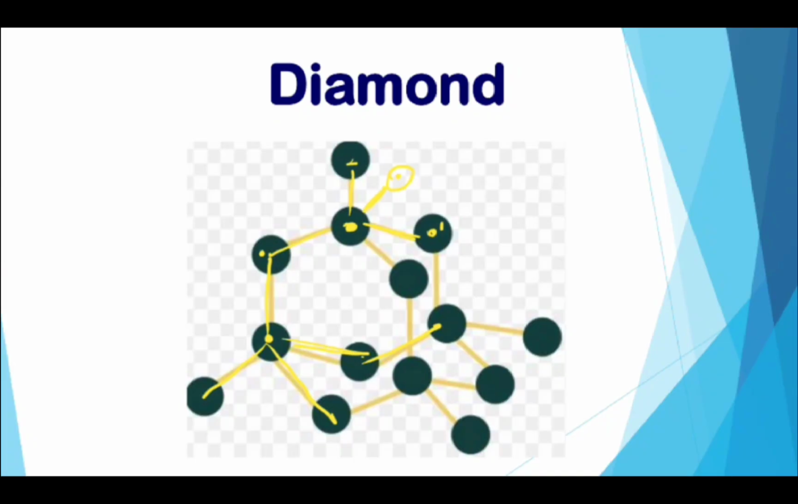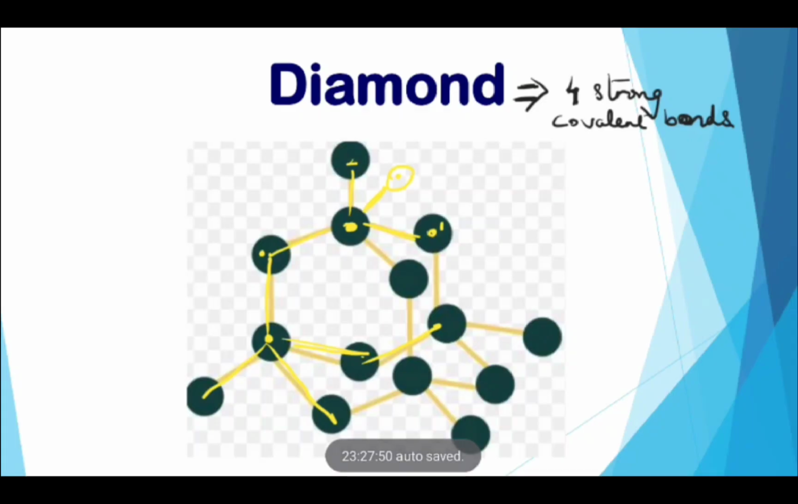Why is diamond so strong? Why is it the hardest or the strongest material in nature? Because it has 4 strong covalent bonds. This is the only reason why it is the strongest material in nature or the hardest material on earth. It is not just used for jewelry, but it is also used for cutting and drilling tools.